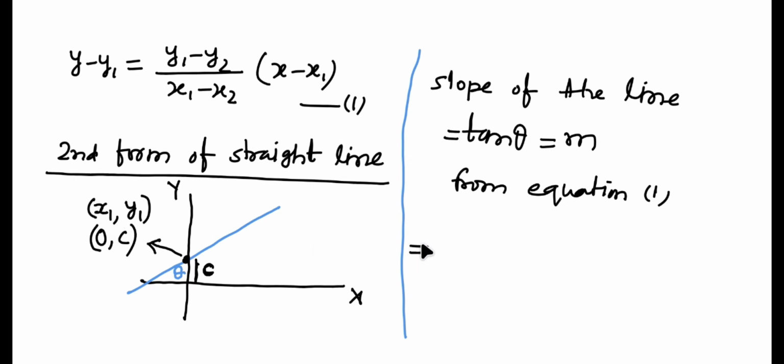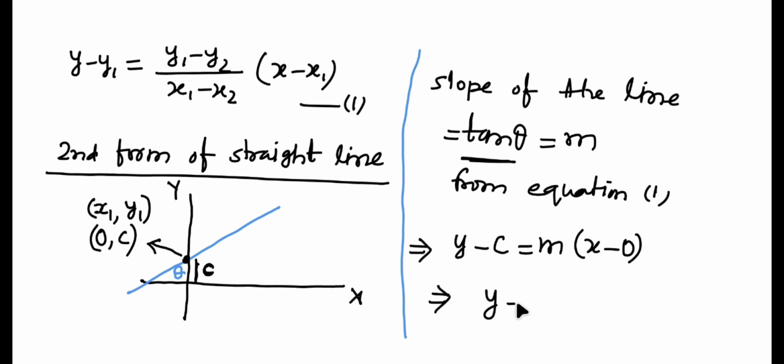So now I put the values in this. Here you see y minus y1. You see here y1 is our c, so here will be c. And from the past video, this is our tan theta, and tan theta is written as m, so here will be m, and x minus x1. You see here x1 is our 0, so here will be 0. So we got our second form of equation, and this will be mx plus c.